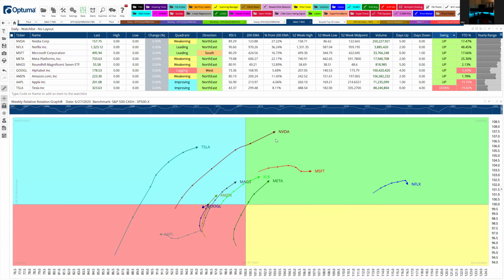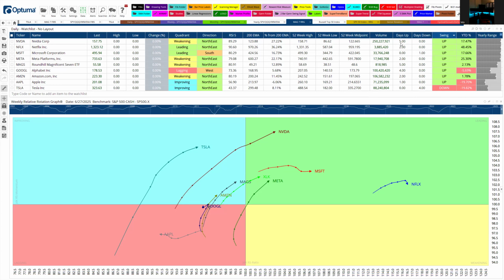This one laid out exactly everything. See, Tesla is up 8.11% from the 200. This one is down 6%. Up 11, 5, 12. 52 weeks high is this. 52 weeks low is this. This is a midpoint. Exact volume.